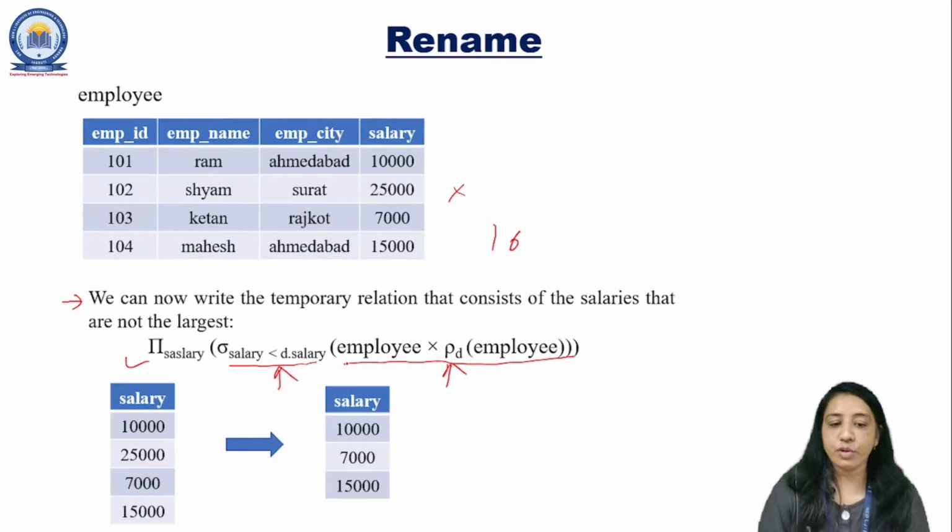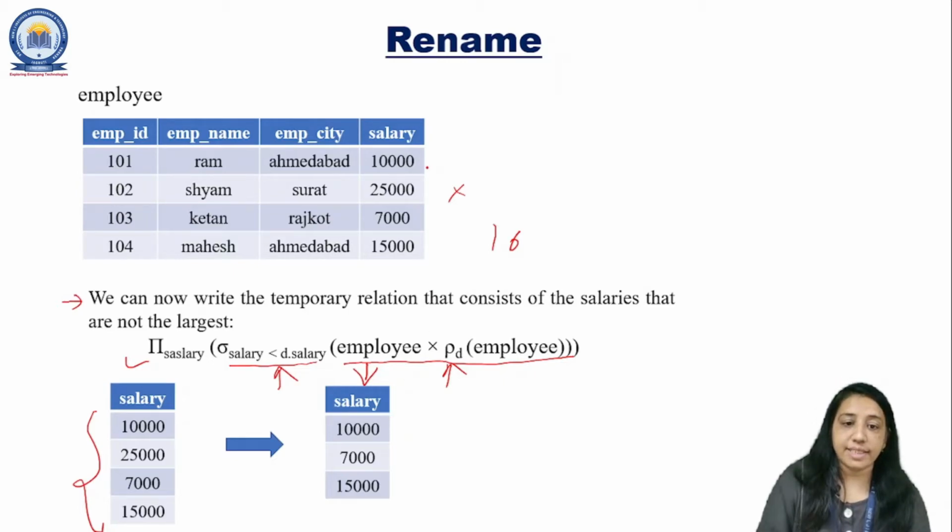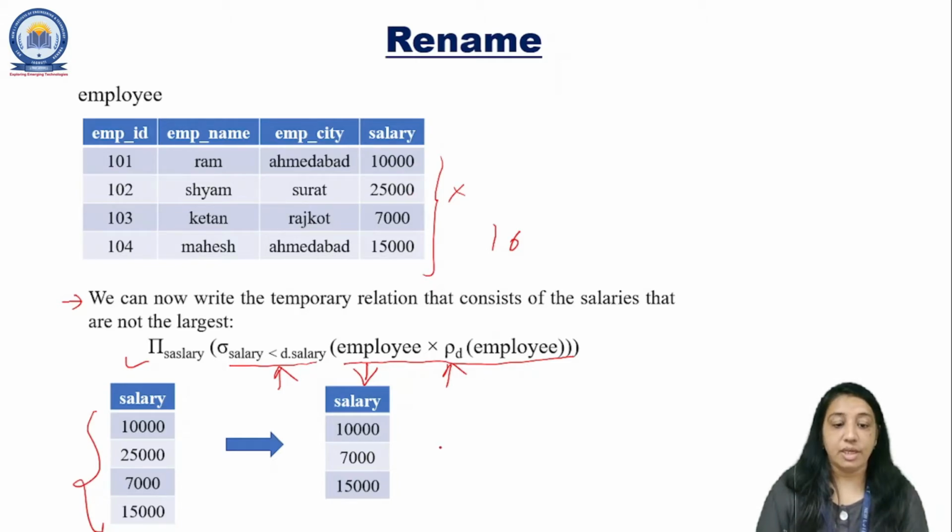So the output of this is going to be what? This one. Now this is what? This is only the salary of which employee. Now output of this is what? The salary which are not the largest one. So by seeing just this, we can say that 25,000 is the larger. So this is not in the output. So this is the step 1.